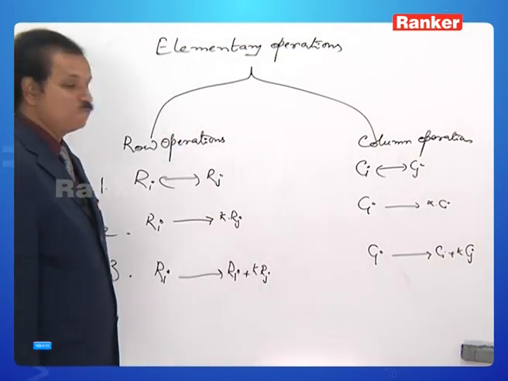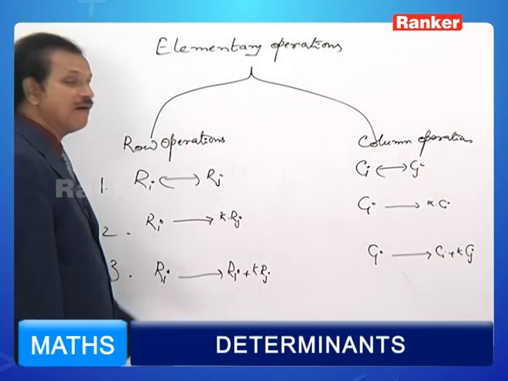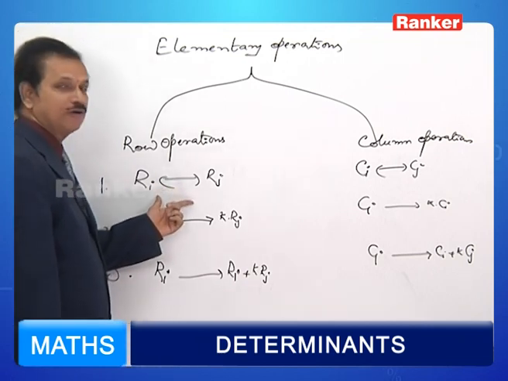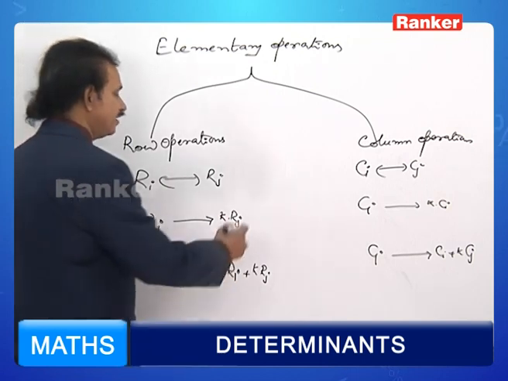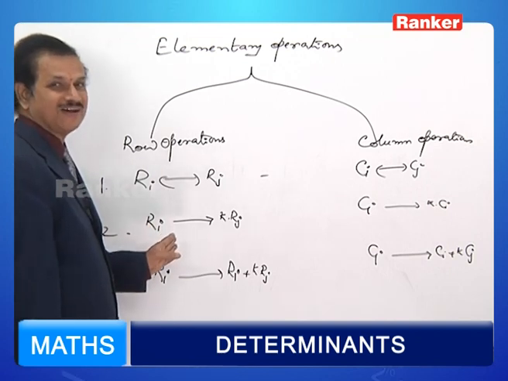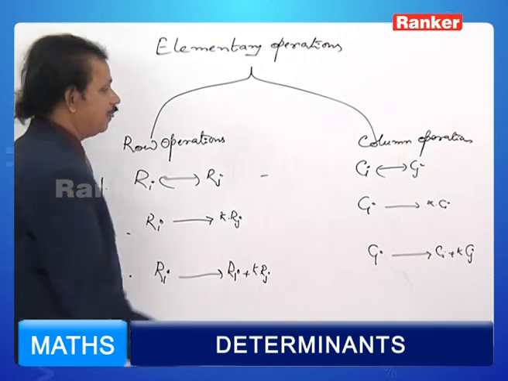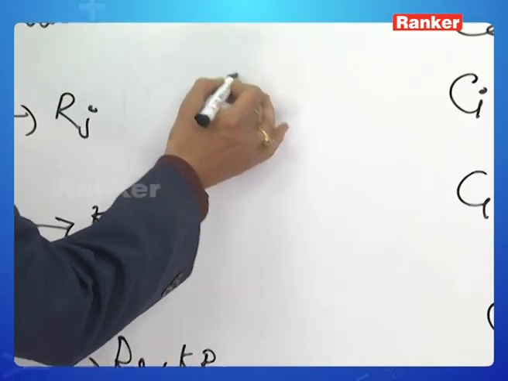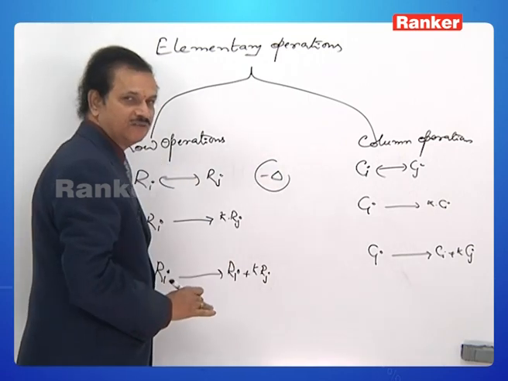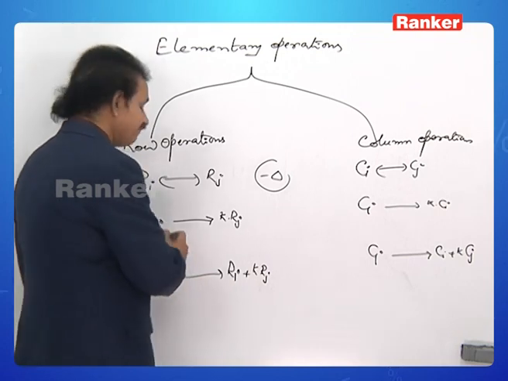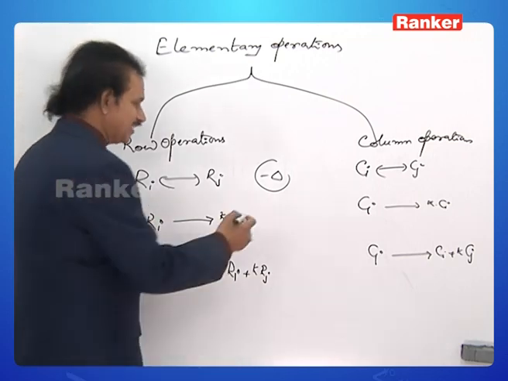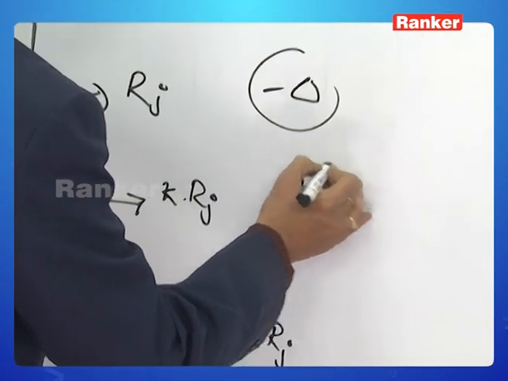Well, my dear, let us understand the effect of these operations in view of determinant. In a particular determinant, if ith row and jth row are interchanged, the determinant will get opposite sign. If the elements of a particular row or column are multiplied with a constant k, then the resultant determinant will be k times delta.